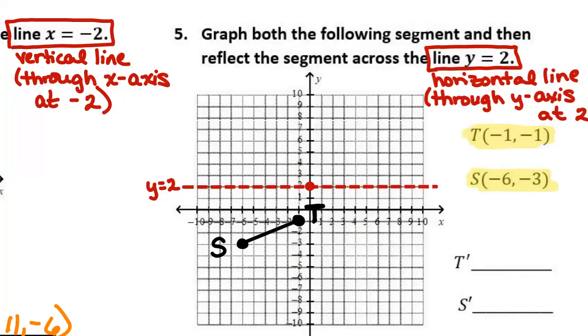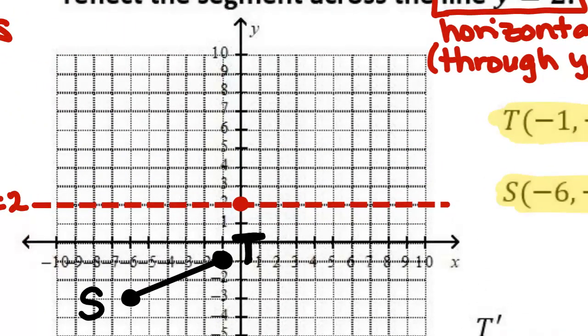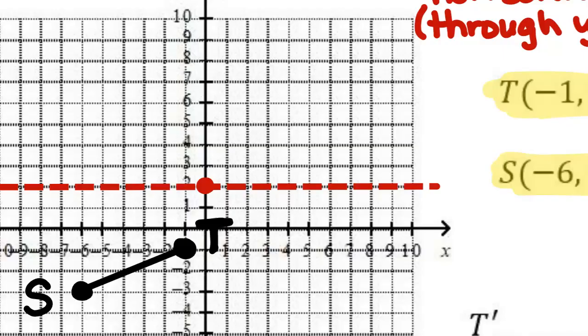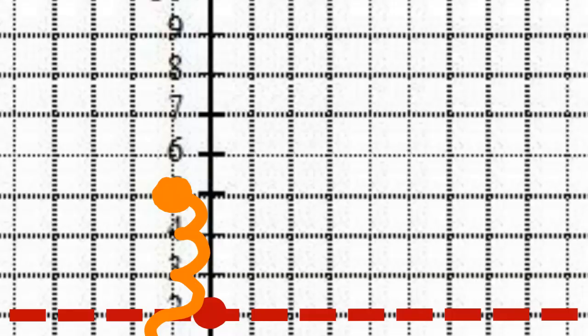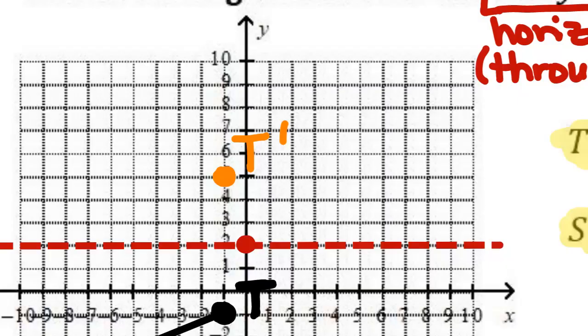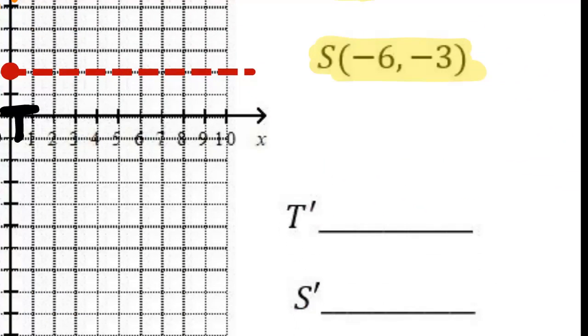Let's do T first. How many hops to get from T up to the line? 3. 1, 2, 3. So on the other side, I go 1, 2, 3, and I place my point, and I label that as T prime. What is the ordered pair for T prime? -1, 5.